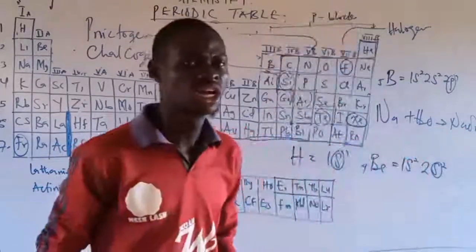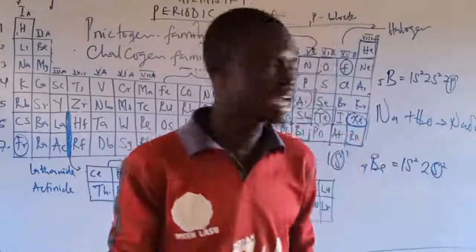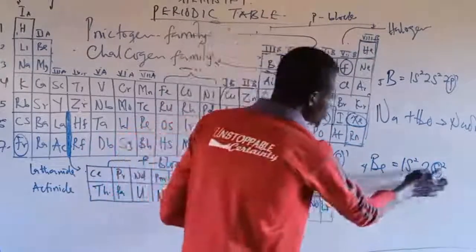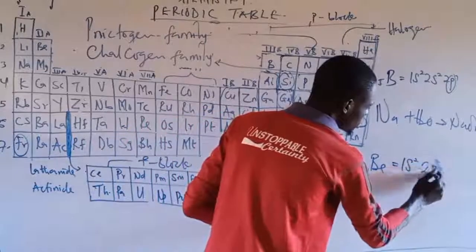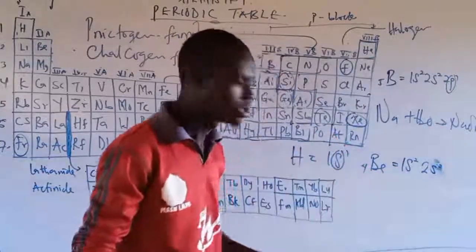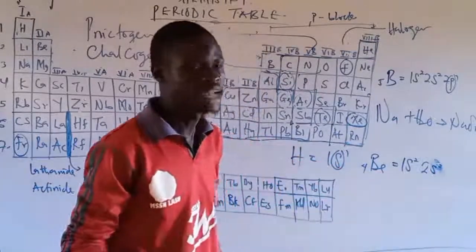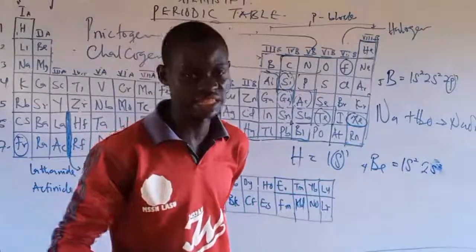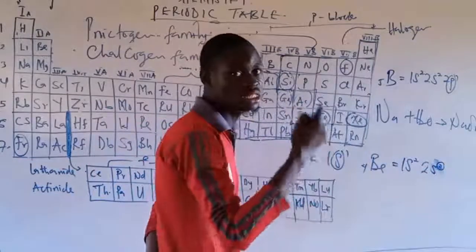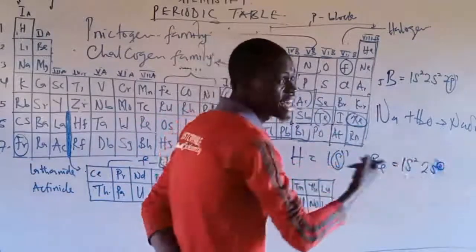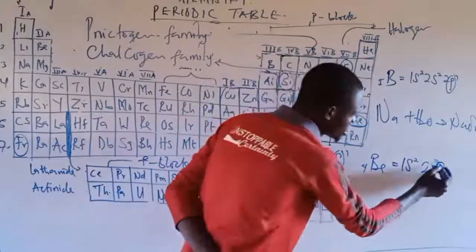We can determine the period to which an element belongs if we understand the electronic configuration of the element. Let's say, for example, beryllium. The electronic configuration of beryllium is given to us here. I can determine which group beryllium belongs to by writing its electronic configuration. The group it belongs to is determined by its valence electrons. Don't forget that valence electrons are the electrons in the last shell. The last shell here is the second shell, and the valence electrons here are 2.